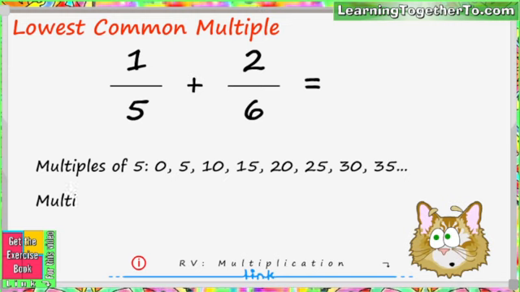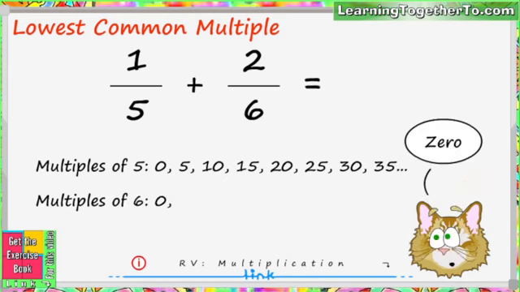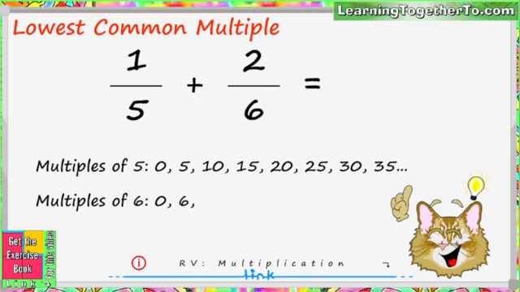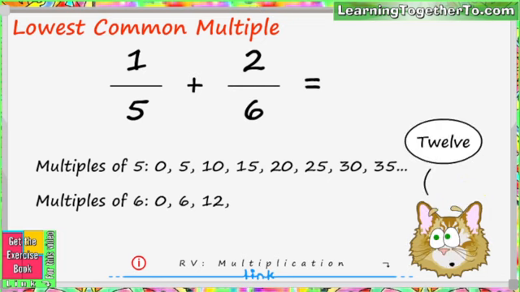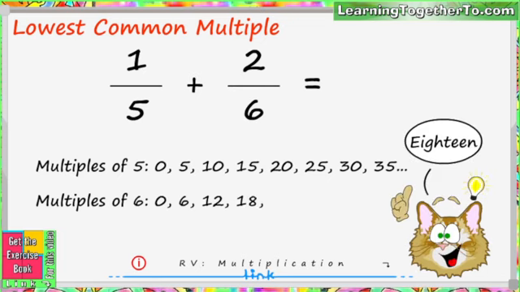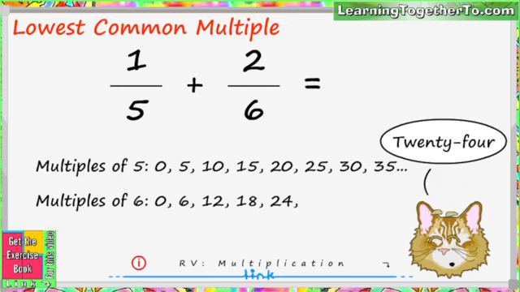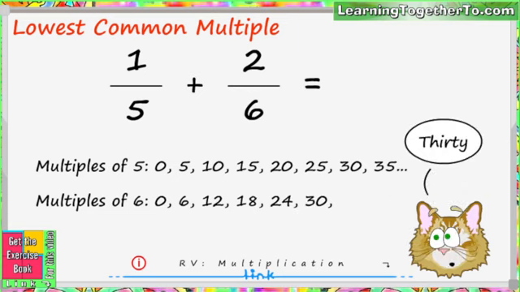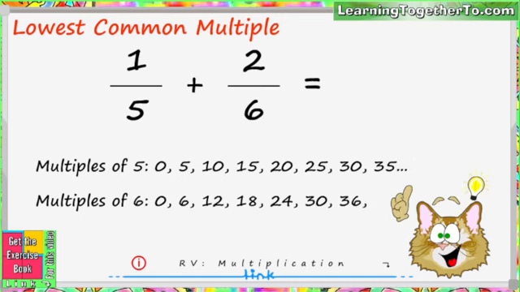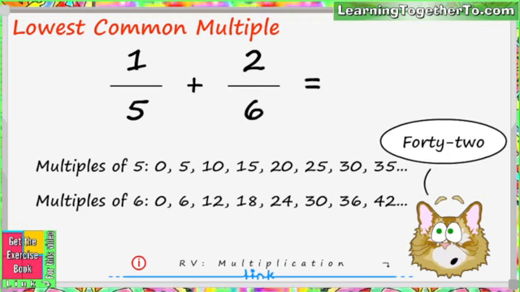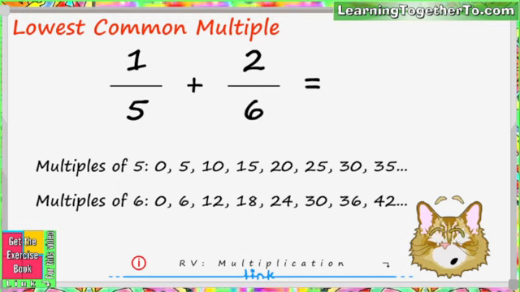Some of the multiples of 6 are 0, 6, 12, 18, 24, 30, 36, 42, and so on. Excellent, Frank.